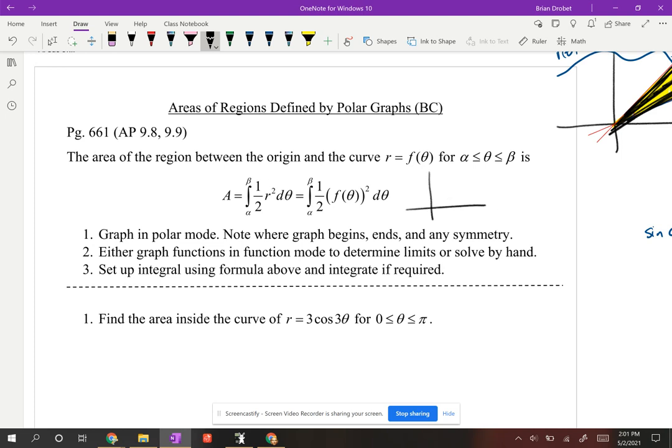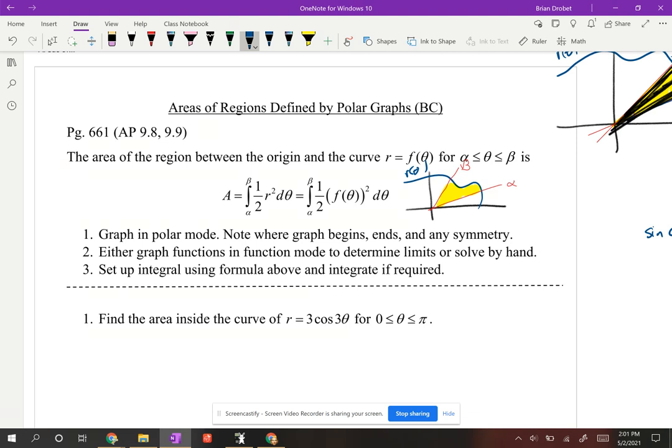So just to clean it up a little bit, here's my polar function. If I want the area from alpha up to beta, we're talking about this area right here. I can find that by integrating the r function squared, half of that, with respect to theta from alpha to beta.